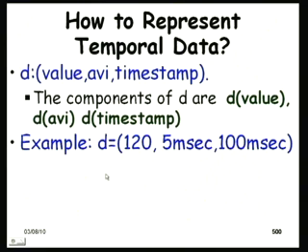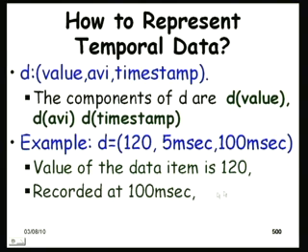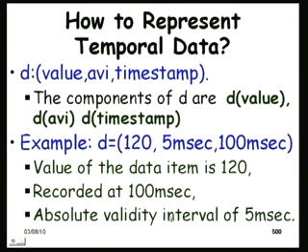For example, if the temporal data is 120 meters per second or whatever, and then the AVI is 5 millisecond and the timestamp is 100 millisecond, then the value of the data item is 120, and the value was recorded at the time 100 millisecond after the system started, and then the absolute validity interval is 5 millisecond. So, from 105 millisecond this data will become archival data.